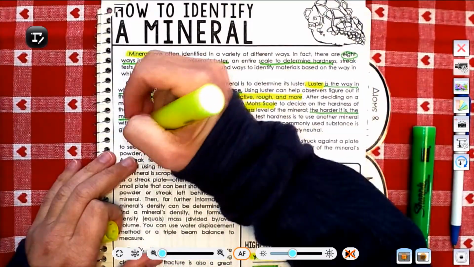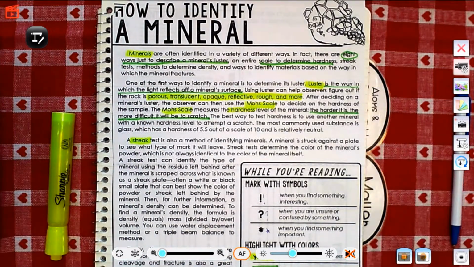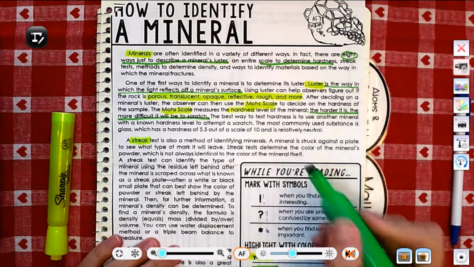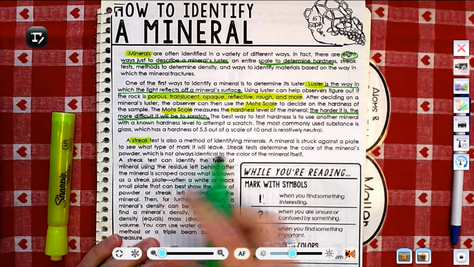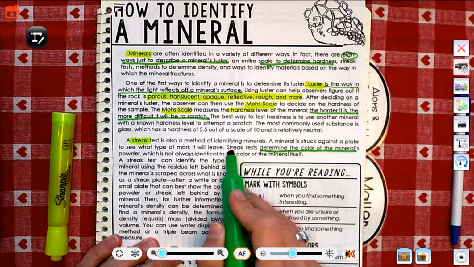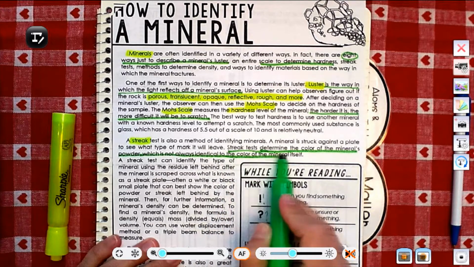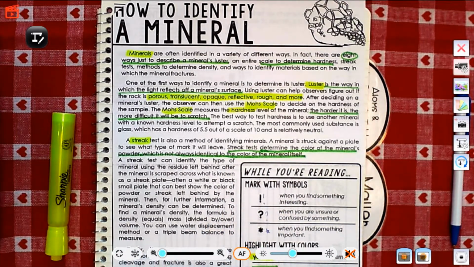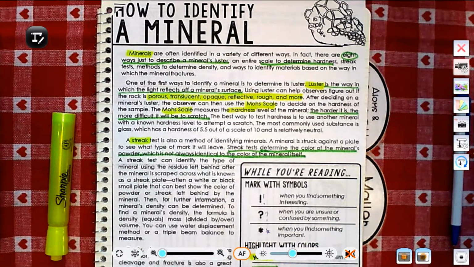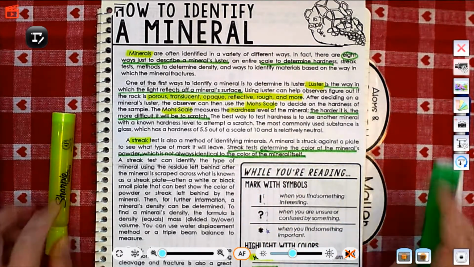Next one is a streak test. A streak test is also a method of identifying minerals. A mineral is struck against a plate to see what type of mark it'll leave. Streak tests determine the color of the mineral's powder, which is not always identical to the color of the mineral itself. So we have some minerals that might look black, but they'll leave a red mark. Or they might look white and they'll leave a green mark.